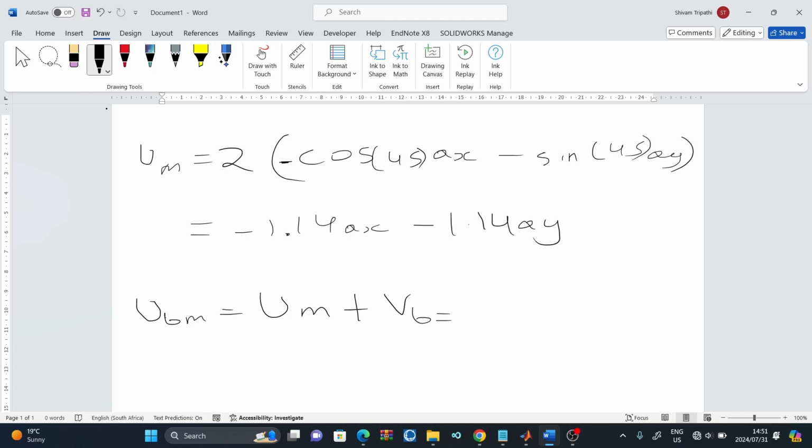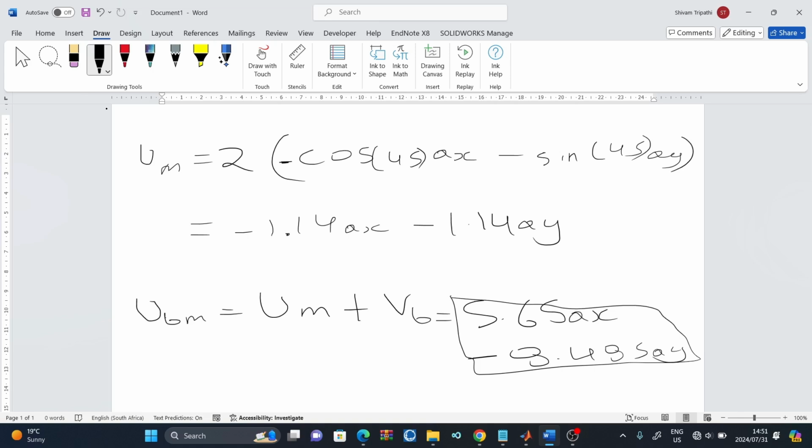And if you add those values, you should get close to 5.57 ax, then minus 8.485 ay. So that's our answer. It's quite simple. Then you can also get the gradient of the system and the angle. I'll leave that to you. Then we go to our next question.